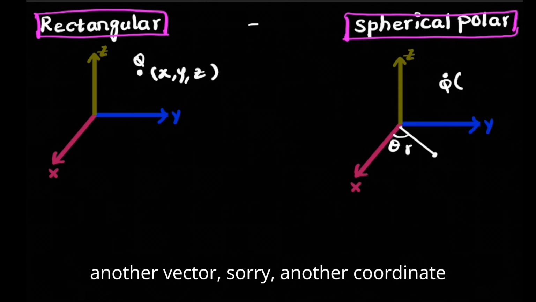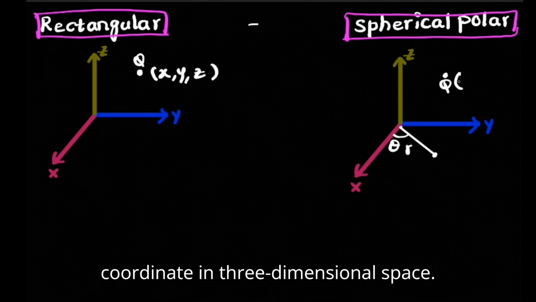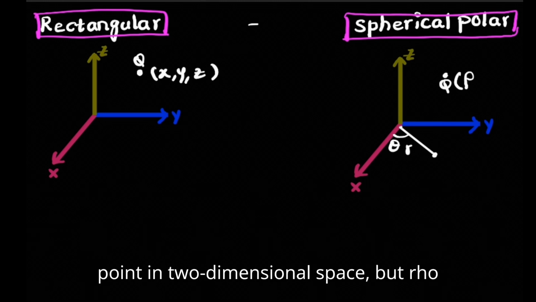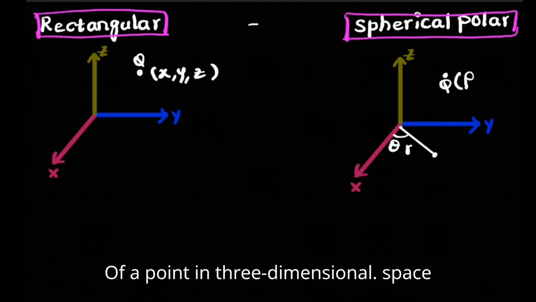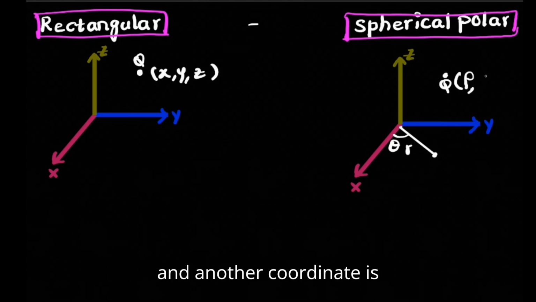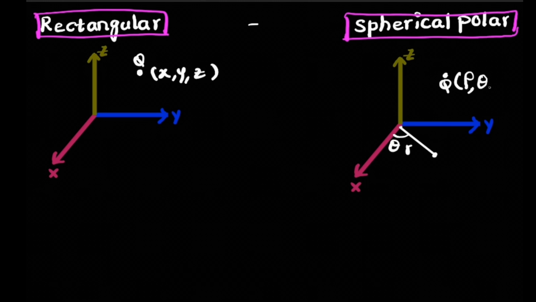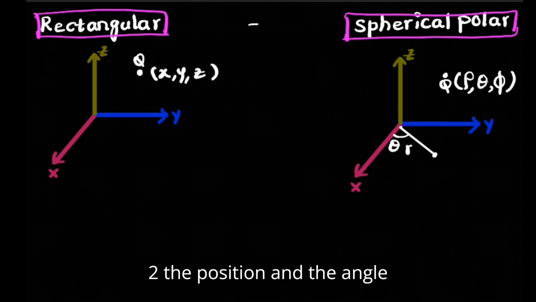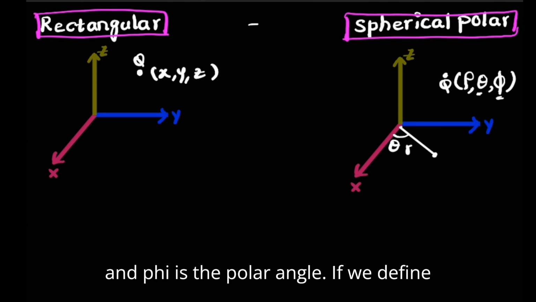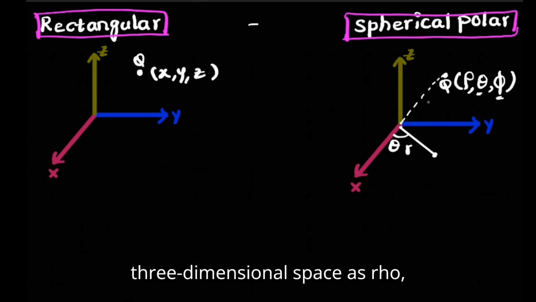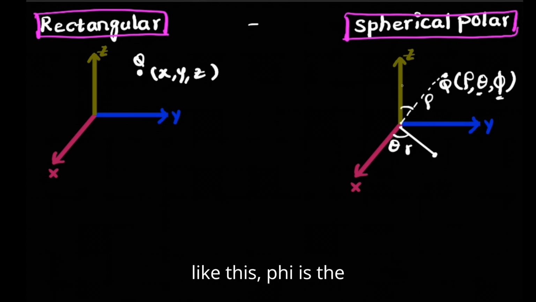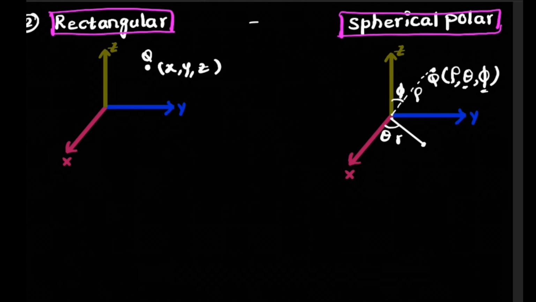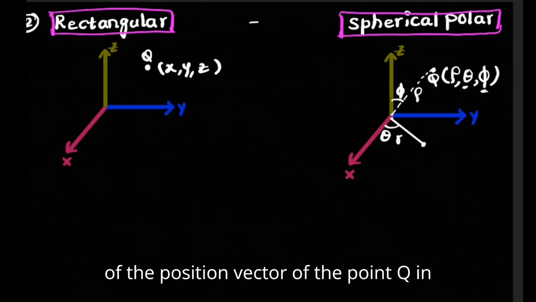In spherical polar coordinates, we have another coordinate called rho, which is the position coordinate in three-dimensional space. R is the magnitude of the position vector of a point in two-dimensional space, but rho is the magnitude of the position of a point in three-dimensional space. Another coordinate is theta, and the last one is phi. In addition to the position and the angle theta, this angle, phi is the polar angle. If we define the position of point Q in three-dimensional space as rho, like this, phi is the angle that this position vector makes with respect to the z direction. This is phi.